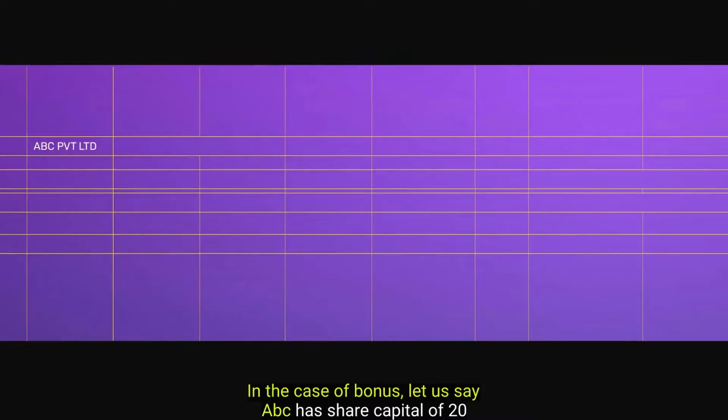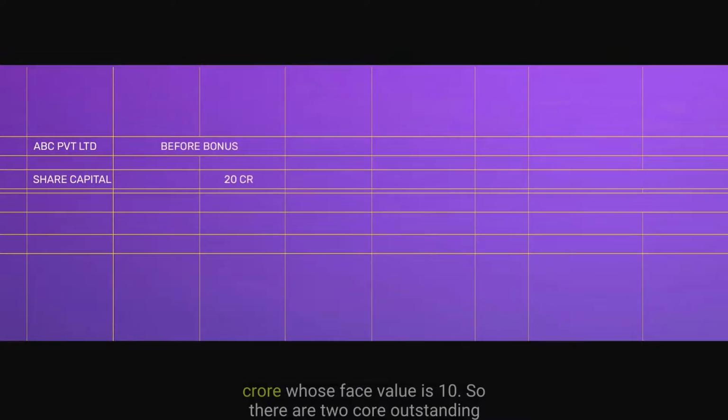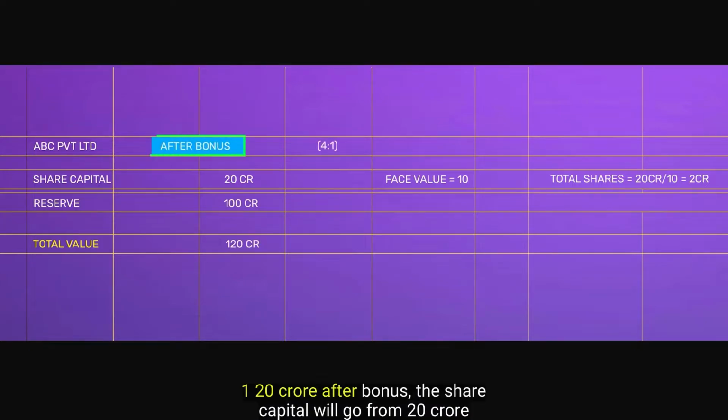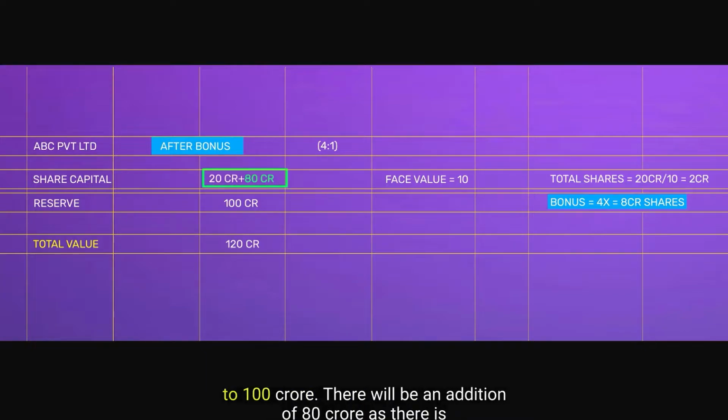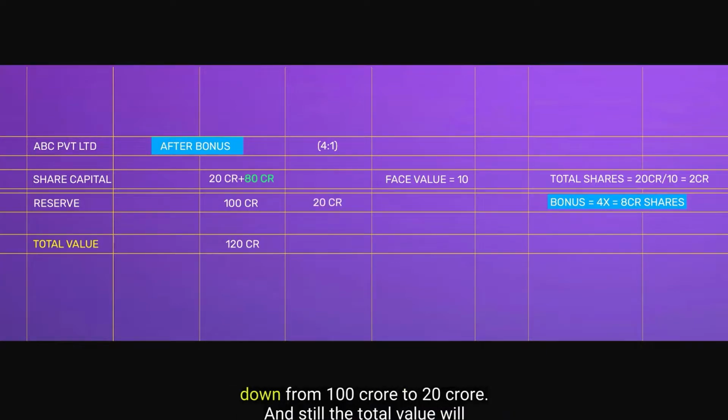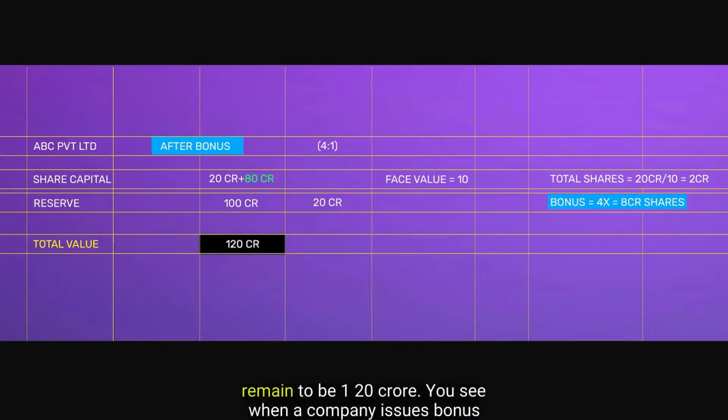Now let us say ABC has share capital of 20 crore whose face value is 10, so there are 2 crore outstanding shares, and a reserve of 100 crore. The total value of ABC Limited is 120 crore. After bonus, the share capital will go from 20 crore to 100 crore. There will be an addition of 80 crore as there is an 8 crore addition in the shares, and the reserve will go down from 100 crore to 20 crore, and still the total value will remain to be 120 crore.